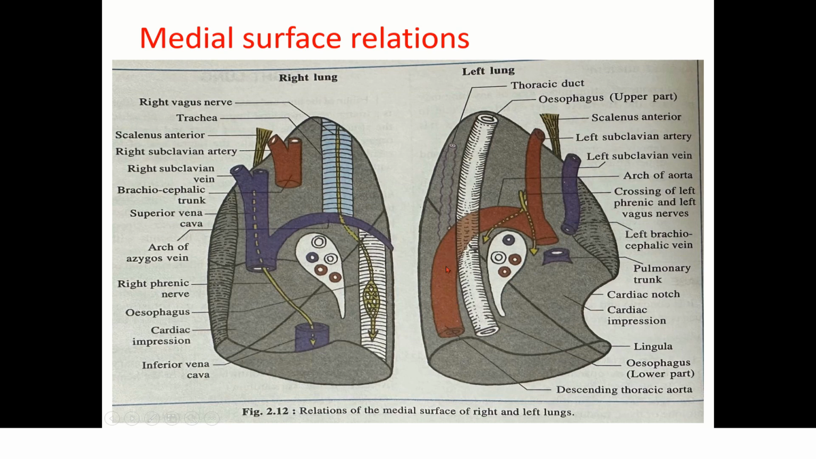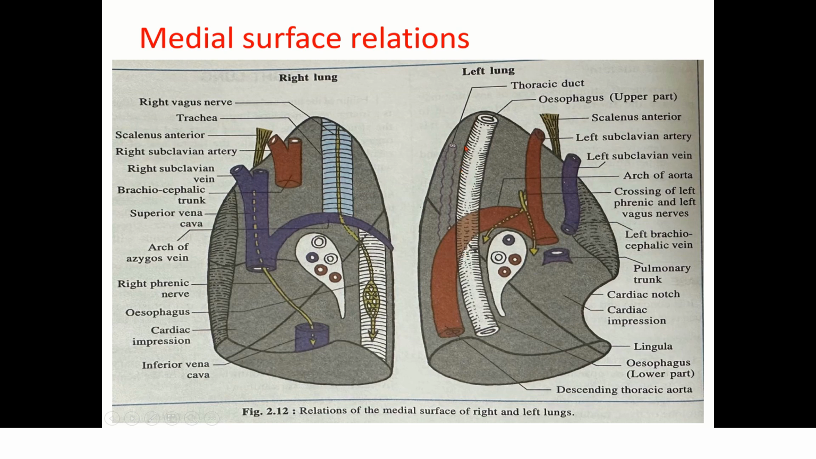So between the groove for the descending thoracic aorta and the hilum and pulmonary ligament, there is a groove for the esophagus. And above the groove for the arch of aorta and behind the groove for the left subclavian artery, there is again a groove for the esophagus. So the esophagus is twice related to the left lung and only one time related to the right lung, because the esophagus deviates twice on the left side.